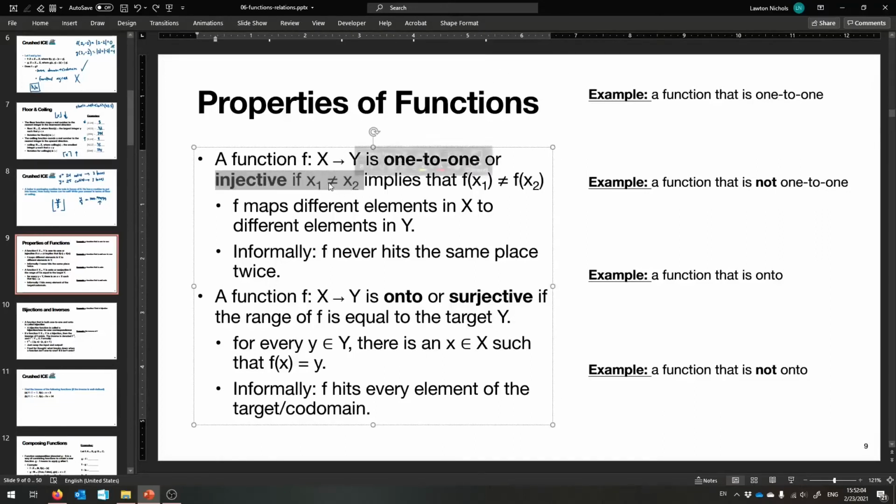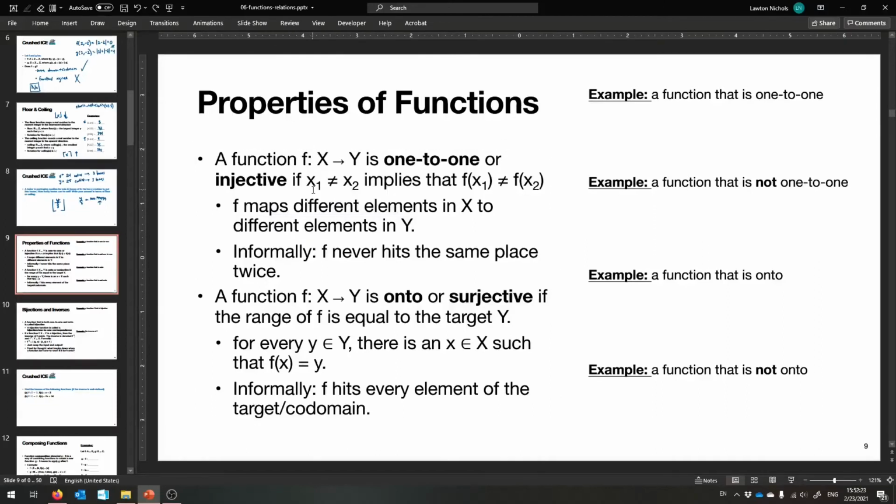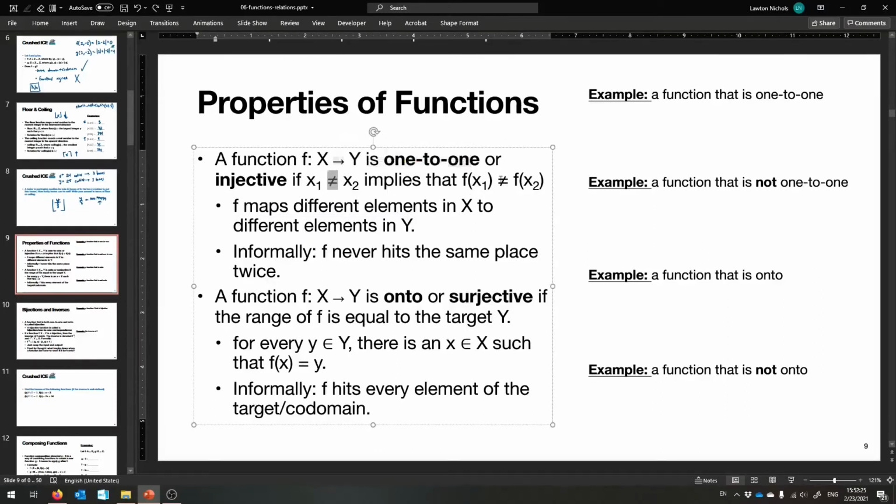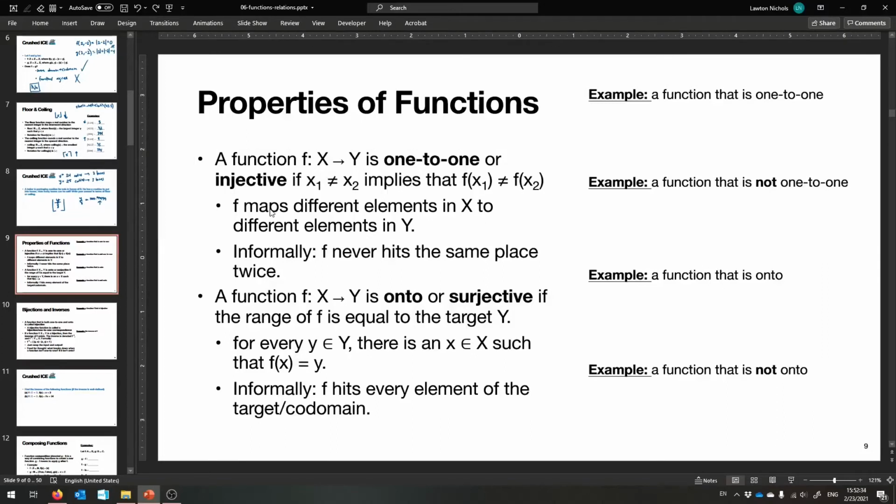It's one-to-one or injective if whenever you have different elements of your domain, you have different elements of the range. You have different outputs, okay? Different elements of the domain are mapped to different outputs, okay? So F maps different elements in X to different elements in Y, okay? It's weird because you have kind of a negation going on, but it will make sense, I promise. So informally, that's probably the way that you want to think about it: F never hits the same place twice, yeah?